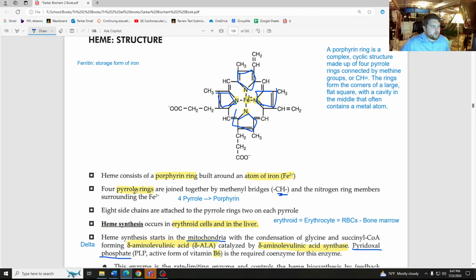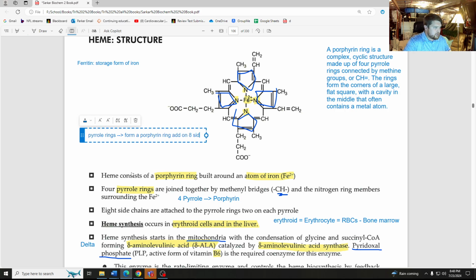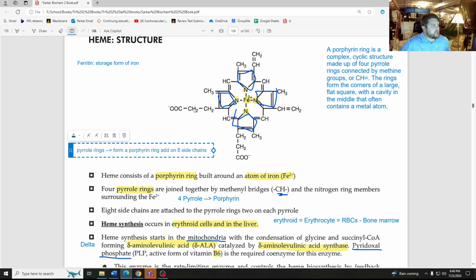So this is going to be kind of where some of our questions are going to come from. Understanding, so we have pyrrole rings. We combine those together to form a porphyrin ring, and then we also add on 8 side chains as well. You can see these side chains here. Side chain, side chain, side chain. All of these guys are our side chains. And that's the production of heme.